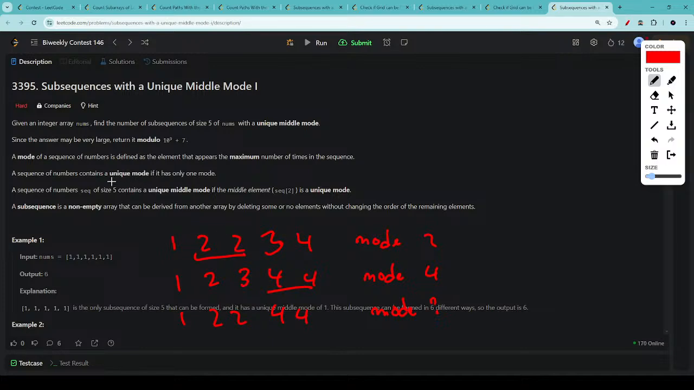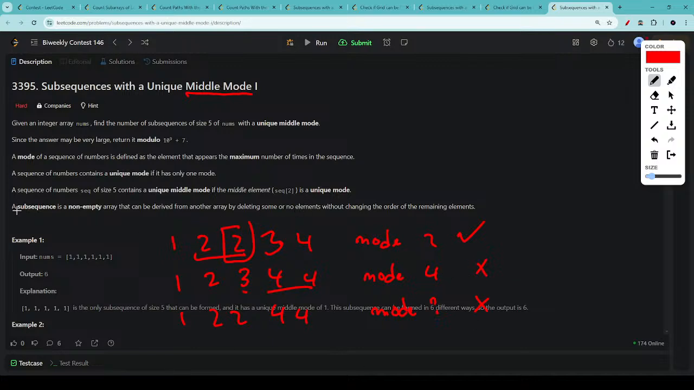In this case, we're interested in a unique middle mode. Yeah, the middle element is a unique mode. So here, this is a unique middle mode. Yes. This one, no mode, so no. This one, there is a mode, but the mode is not in the middle. This 3 is not a mode, so this is also no. So only the first sequence has a unique middle mode. It has a unique mode, and that unique mode is the number in the middle. So that's what this question is looking for.